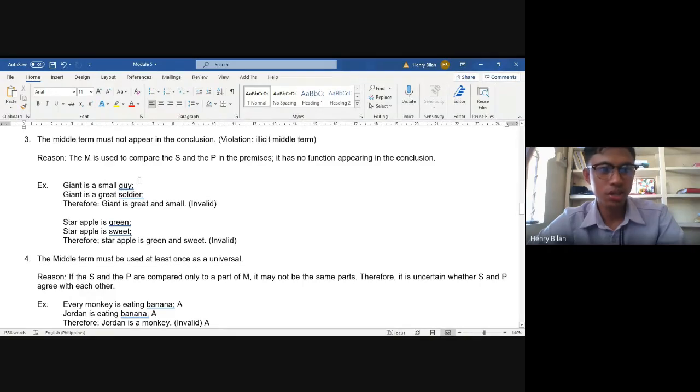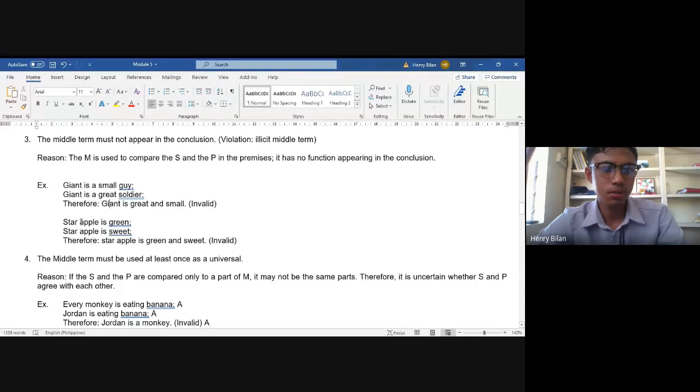Giant is a small guy. Giant is a great soldier. Therefore, giant is great and small. So, major term, small, minor term, great, middle term, giant. So, invalid na siya agad. Andito yung tatlong terms natin, bawal yan.